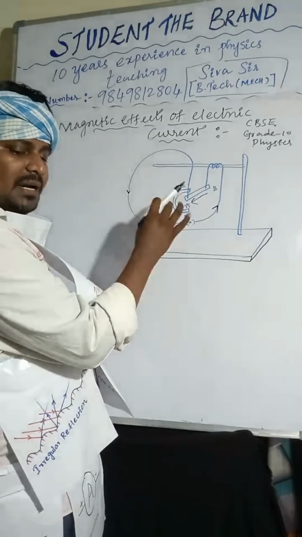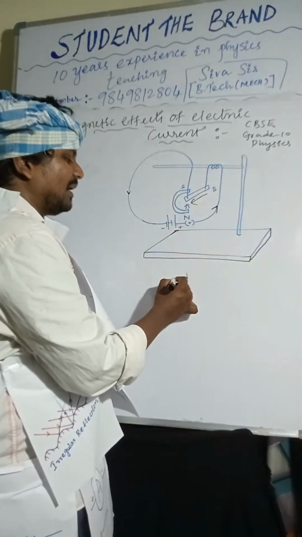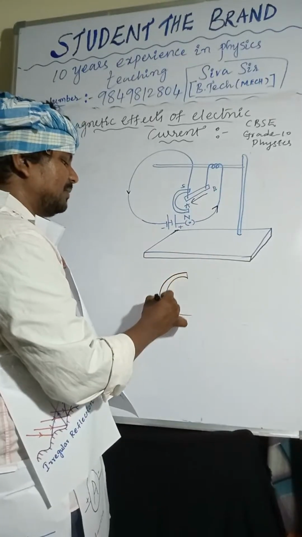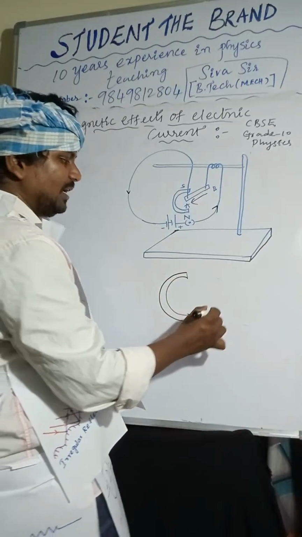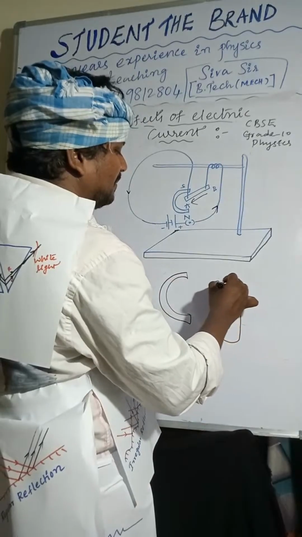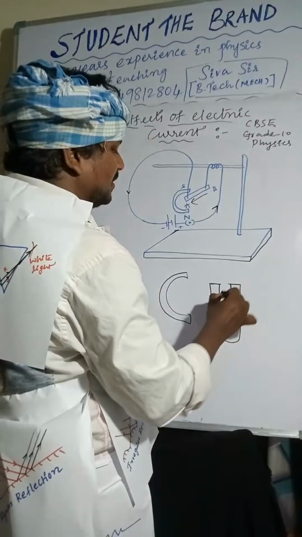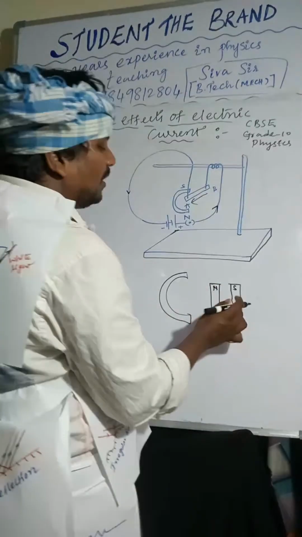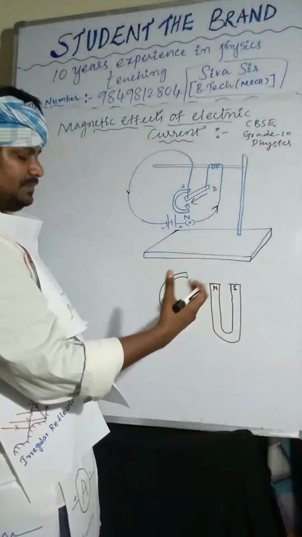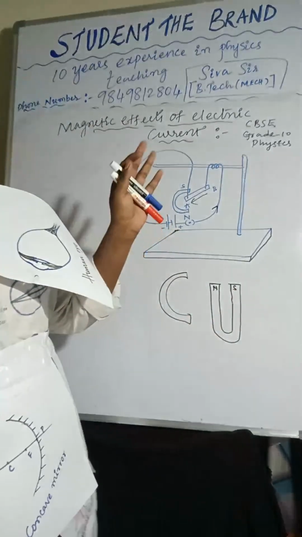So that magnet we are placing in the external magnetic field. As I said, the horseshoe magnet, the U-shaped magnet, will be like this. One side is north and one side is south. Only at these poles the magnetic field will be more. So that is placed here.